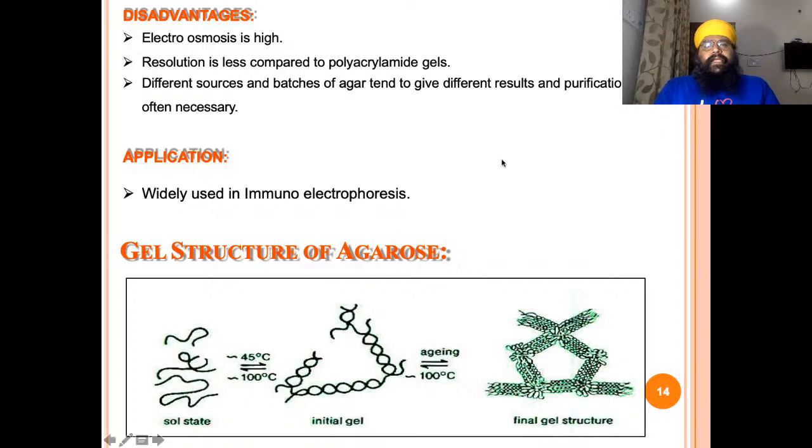So this is the structure of your agarose. In the solid state they are all open, and then at 45 degrees Celsius they started to make a crisscross structure. Then after some aging they make this very nice polycolloidal structure. But if you heat it up again to 100 degrees Celsius, they come back to the initial gel and then the solid state again. So this could go back and forth.